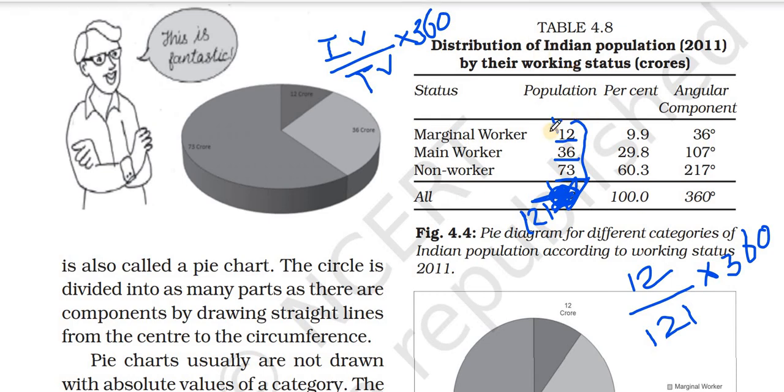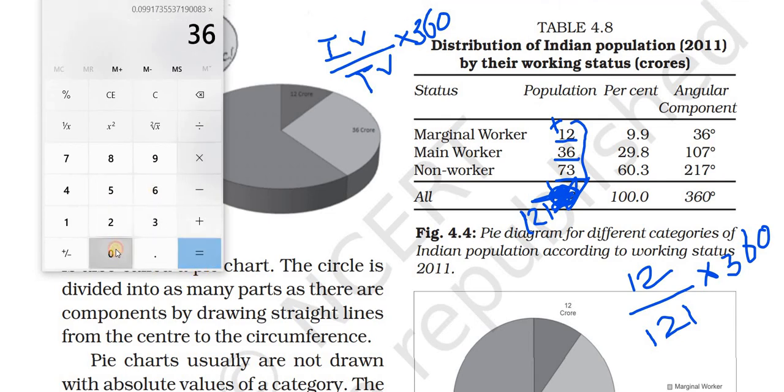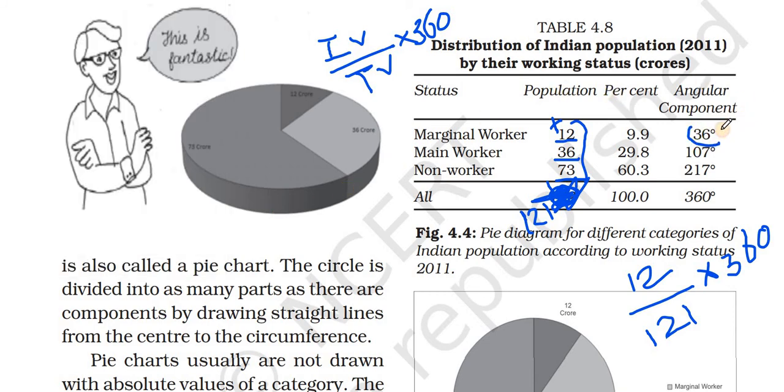For finding the total value, we need to add these individual values. 12 plus 36 plus 73, we will get 121. Then for the first one we need to find the angular component. For that we take 12 divided by 121 into 360, and the answer is 35.7, which is about 36 degrees.